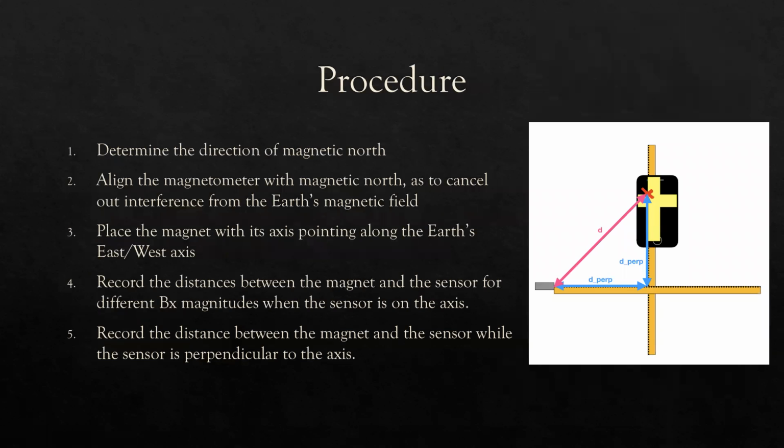Procedure for this lab: we determined the direction of magnetic north, aligned the magnetometer with magnetic north to cancel out interference from the Earth's magnetic field, placed the magnet with its axis pointing along the Earth's east-west axis, and then recorded the distances between the magnet and the sensor for different Bx magnitudes, where the sensor was on axis and then also perpendicular to the axis.